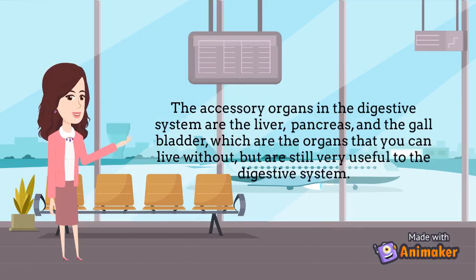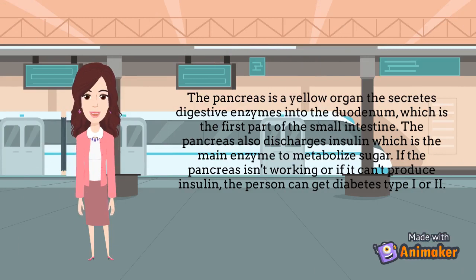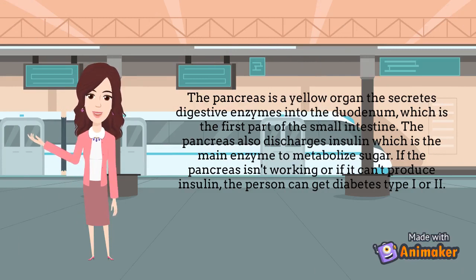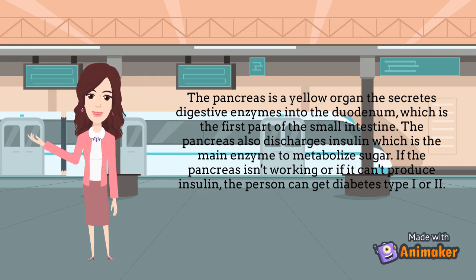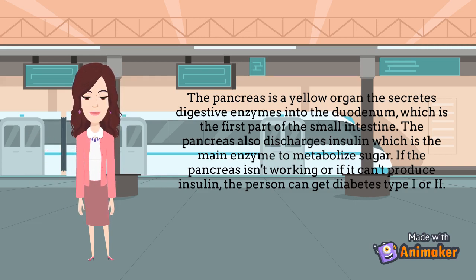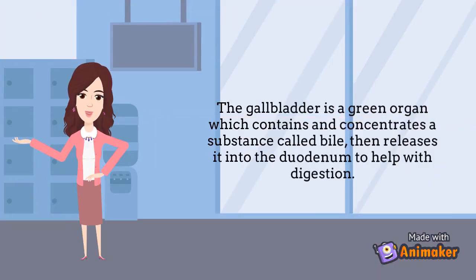The accessory organs in the digestive system are the liver, pancreas, and the gallbladder, which are organs that you can live without, but are still very useful to the digestive system. The pancreas is a yellow organ that secretes digestive enzymes into the duodenum, which is the first part of the small intestine. The pancreas also discharges insulin, which is the main hormone to metabolize sugar. If the pancreas isn't working or if it can't produce insulin, the person can get diabetes type 1 or 2. The gallbladder is a green organ which contains and concentrates a substance called bile, then releases it into the duodenum to help with digestion.